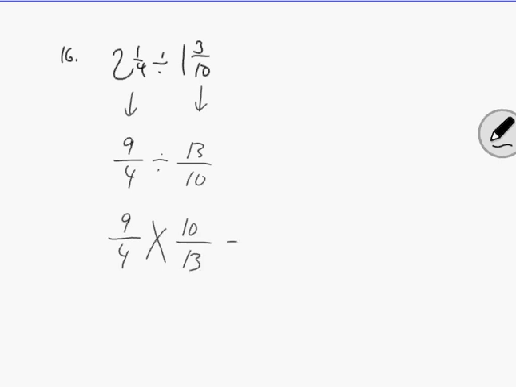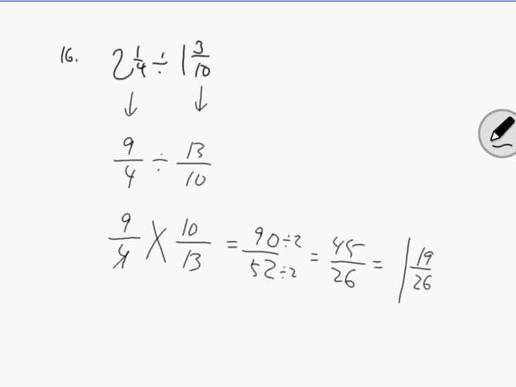If you multiply your numerators, you get 90. If you multiply your denominators, you get 52. That is not lowest terms. Both can be divided by 2, giving you 45 over 26, which is 1, that's 26/26, and 19/26 left over. That's your answer, 1 and 19/26.